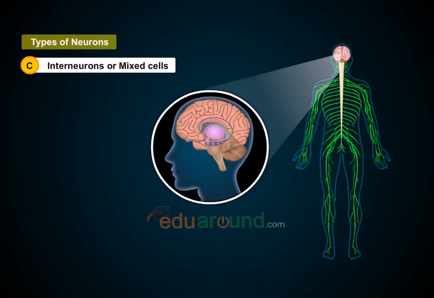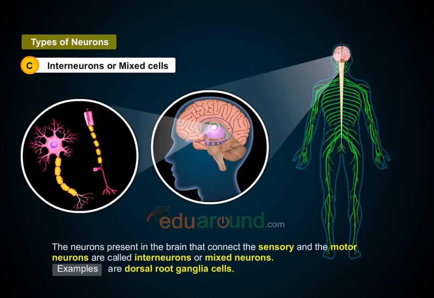Interneurons or mixed cells. The neurons present in the brain that connect the sensory and the motor neurons are called interneurons or mixed neurons. Examples are dorsal root ganglia cells.